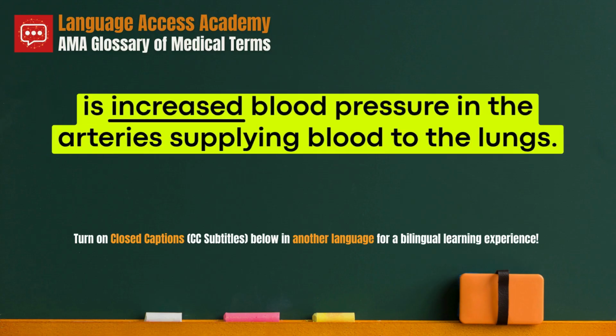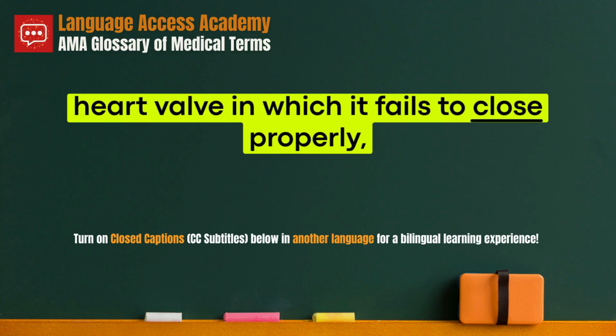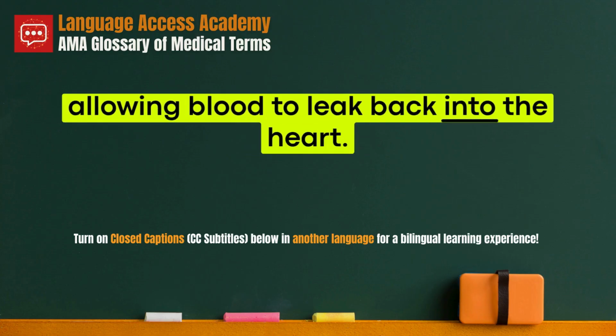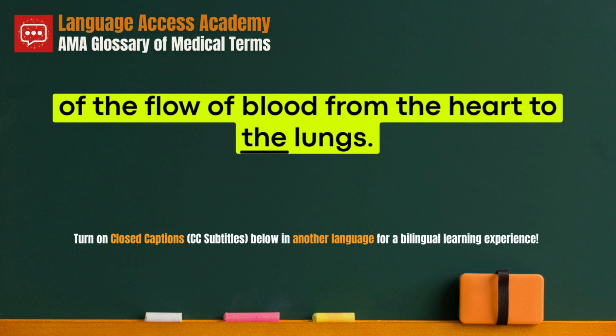Pulmonary hypertension is increased blood pressure in the arteries supplying blood to the lungs. Pulmonary insufficiency is a defect in the pulmonary heart valve in which it fails to close properly, allowing blood to leak back into the heart. And pulmonary stenosis is the obstruction of the flow of blood from the heart to the lungs.